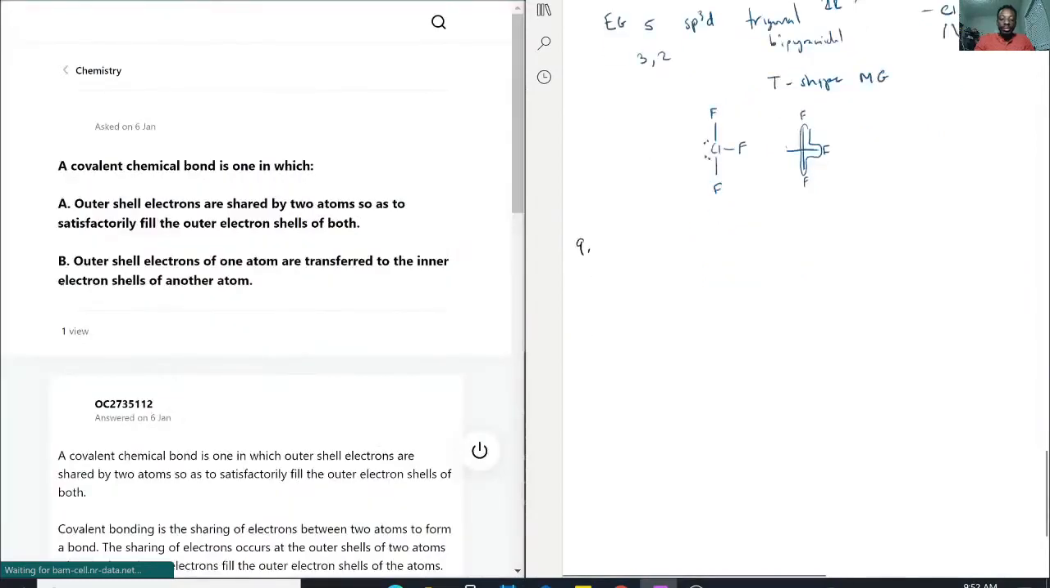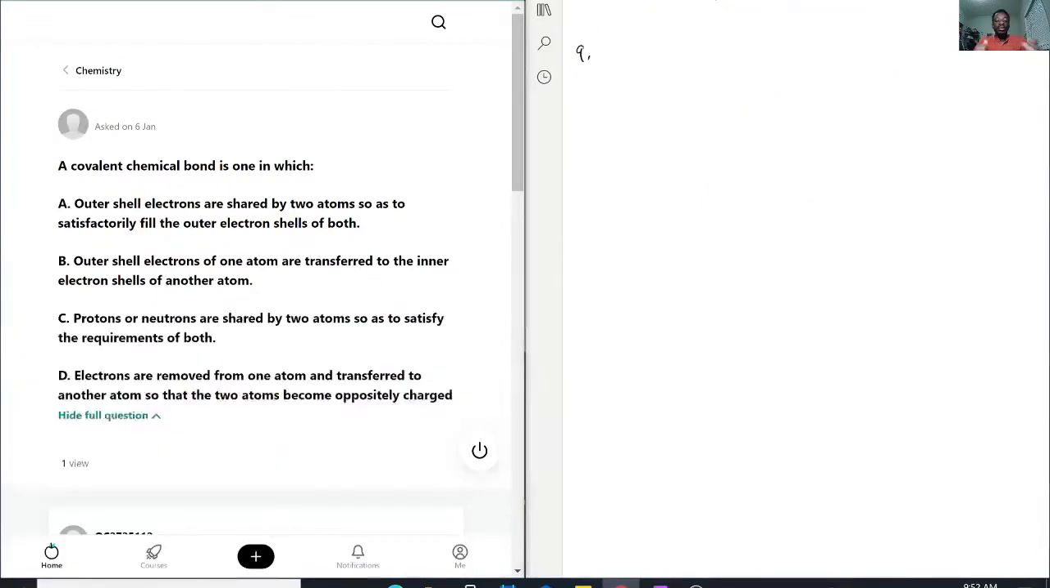We have it saying a covalent chemical bond is one which, and you have to answer this question. So covalent bond is which what? A, it says the outer shell electrons are shared by two atoms so as to satisfactorily fill the outer electron shells of both. The key word here is being shared. Okay, so far for A, I can agree with what it's saying.